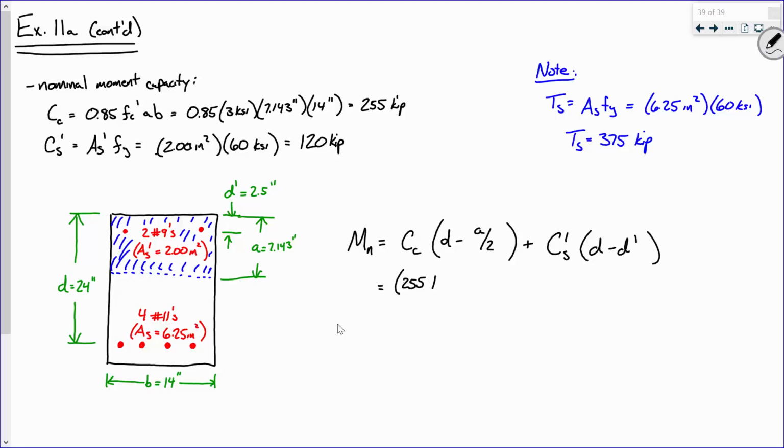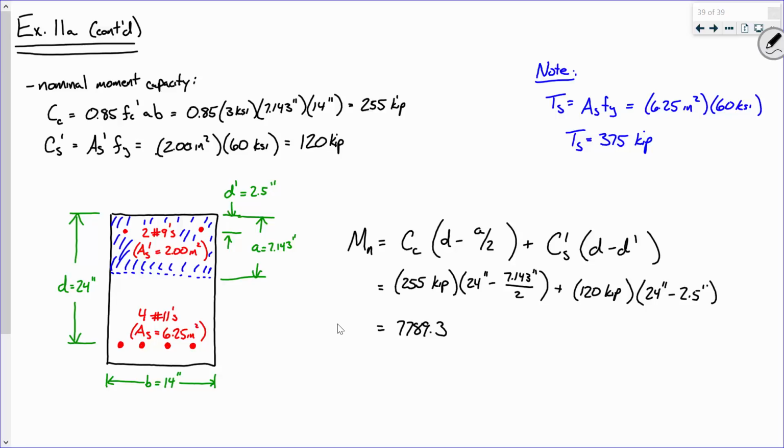All right, so 255 kips times 24 inches minus 7.143 inches over 2, plus 120 kips times 24 minus 2.5 inches. Now, Mr. Crookshanks, you had a number for us? 7789.3. The number doesn't mean much if it doesn't have units associated with it. So what are the units? They're not inches squared. Inch-kips. We have kips in inches.